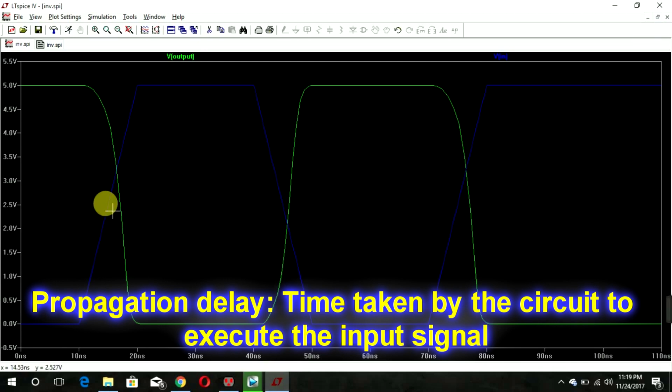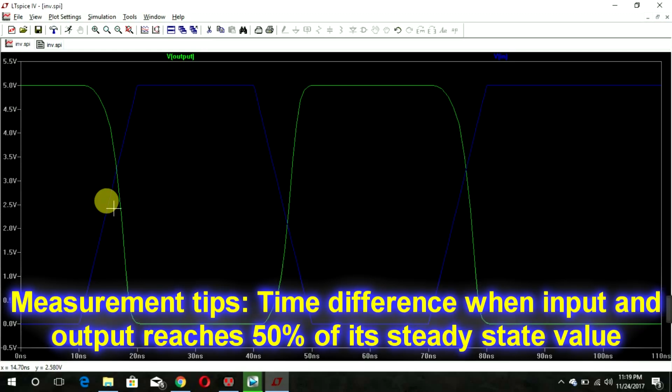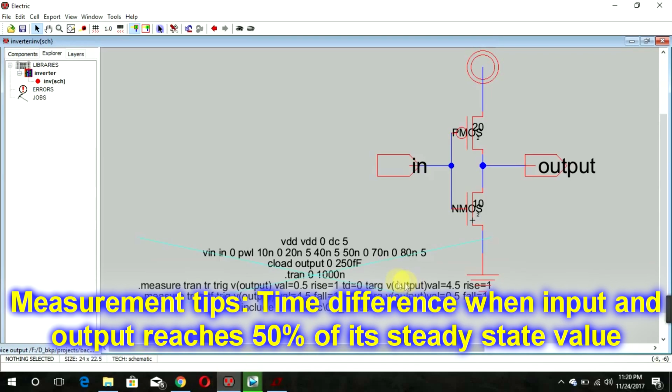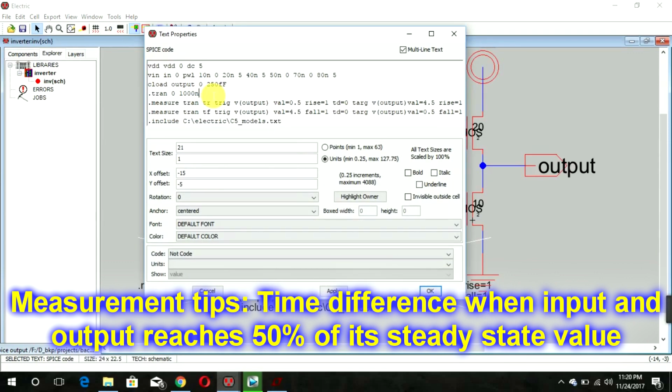It's the difference between input and output. To measure this, we take the half of the value of input and output. So when my input reaches 2.5, that is exactly half of 5 volt, I start my trigger and I measure it till my output reaches 2.5 volt. So now we have a clear-cut idea of what we are going to do. So let's start with it.